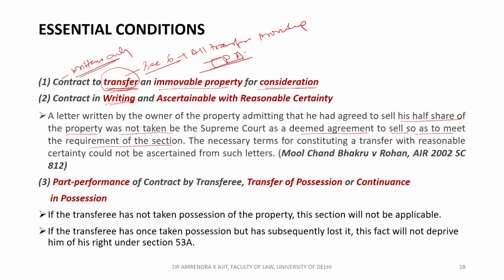That means he will have a right to claim part performance, and he can use this section 53A against the transferor, that part has been performed by me, now it is your duty to complete the whole transaction. Okay. So, in that way it works.